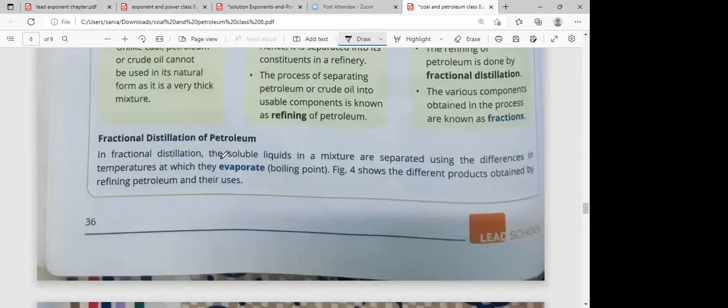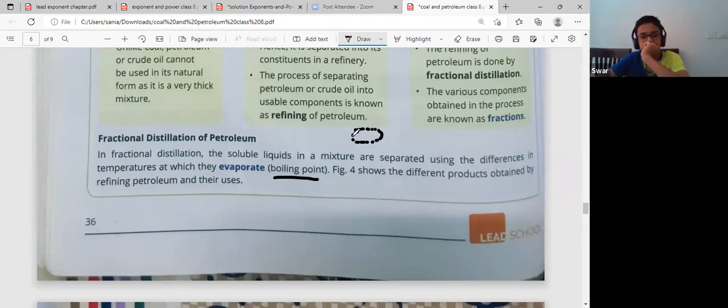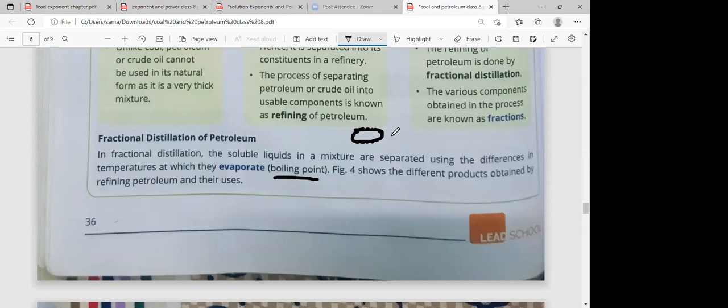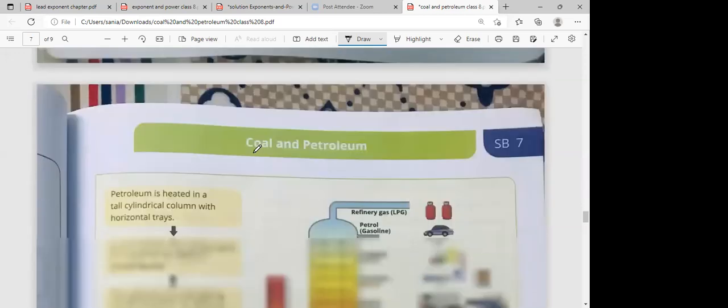In fractional distillation, the soluble liquids in a mixture are separated using the differences in temperature at which they evaporate, like the boiling point. Basically petroleum is a liquid, right? Soluble liquid means it gets easily mixed with other things. Soluble is something which easily gets mixed with it. Okay, so fractional distillation, how are you going to do it?